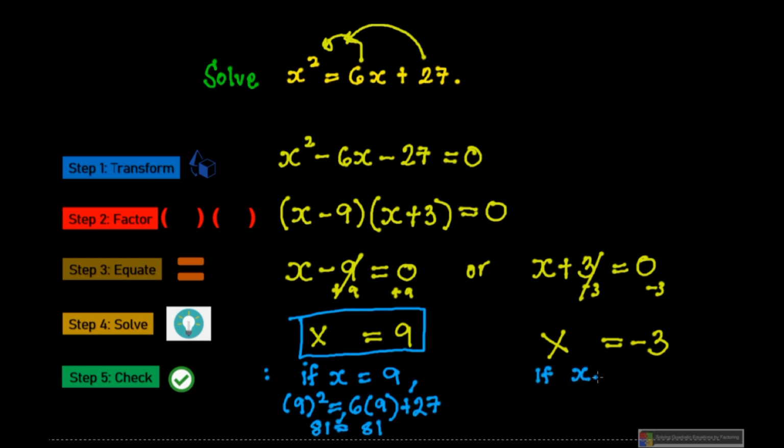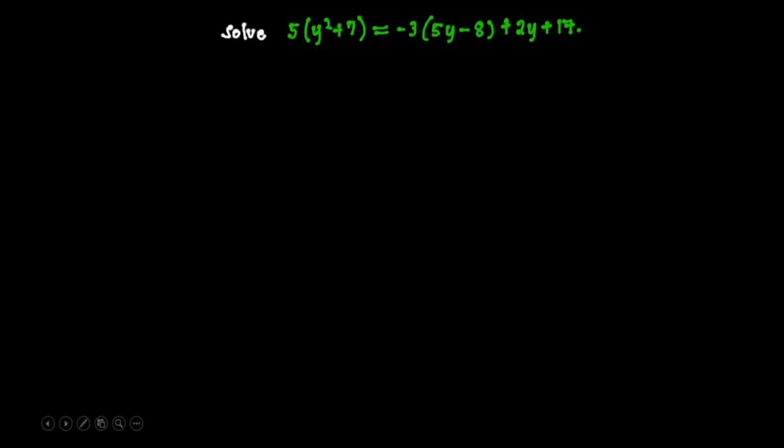Correct. The next root, if x is equal to negative 3, we have negative 3 squared equals 6 times negative 3 plus 27. Negative 3 squared is positive 9. 6 times negative 3 plus 27 is 9. So, therefore, our roots are x equals 9 and x equals negative 3.